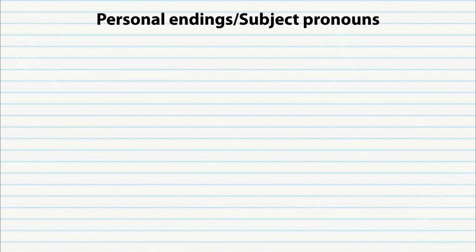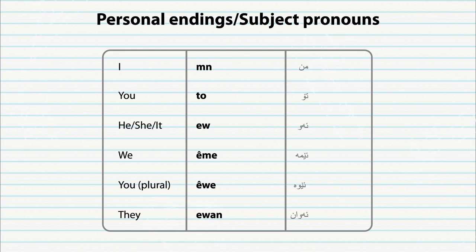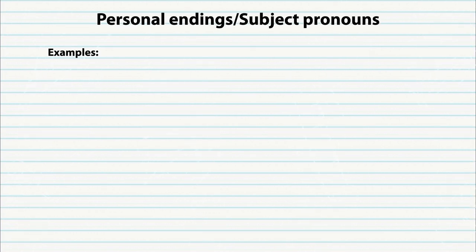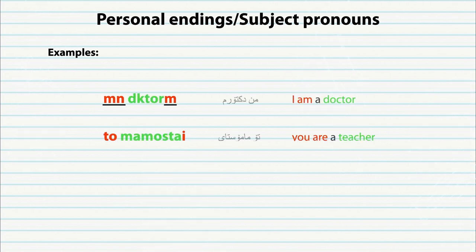Subject pronouns. These are the subject pronouns in the Kurdish language. Min, to, au, ema, ewa, awan. Just like Persian and Turkish, when we use subject pronouns, we should also attach the personal ending for that pronoun. For example, min diktorim, to mamostai, au nakhosha.